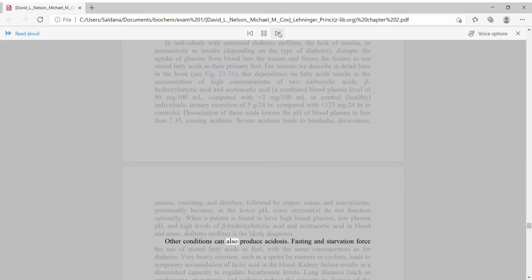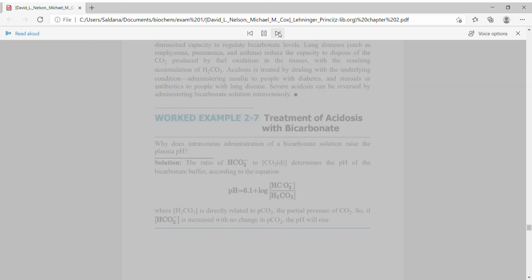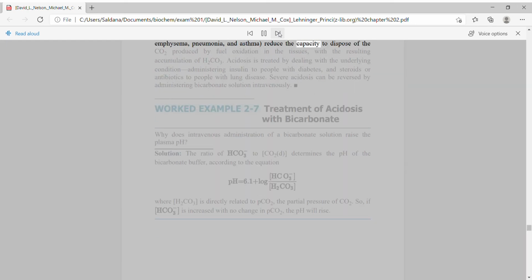Other conditions can also produce acidosis. Fasting and starvation force the use of stored fatty acids as fuel, with the same consequences as for diabetes. Very heavy exertion, such as a sprint by runners or cyclists, leads to temporary accumulation of lactic acid in the blood. Kidney failure results in a diminished capacity to regulate bicarbonate levels. Lung diseases, such as emphysema, pneumonia, and asthma, reduce the capacity to dispose of the CO2 produced by fuel oxidation in the tissues, with the resulting accumulation of H2CO3.